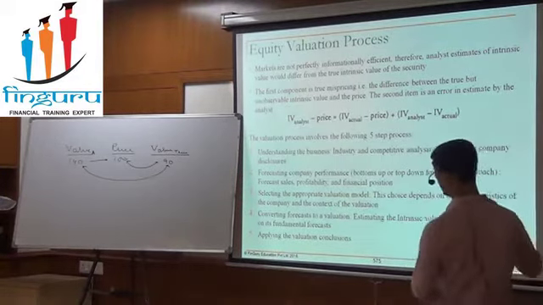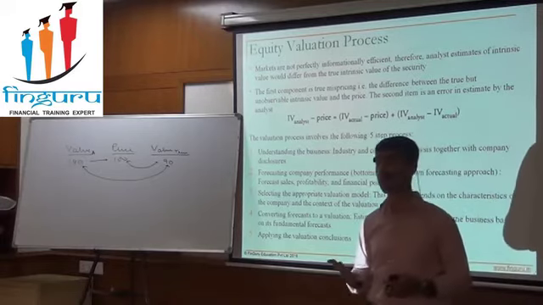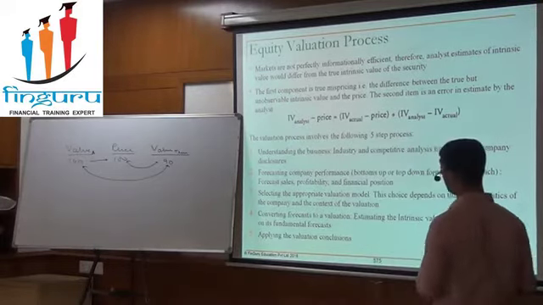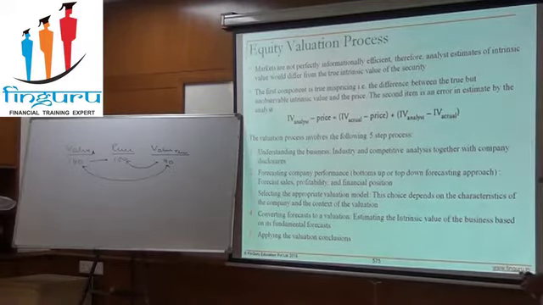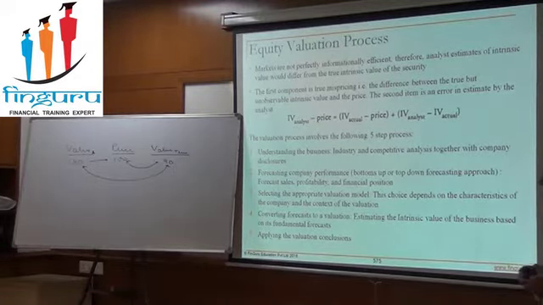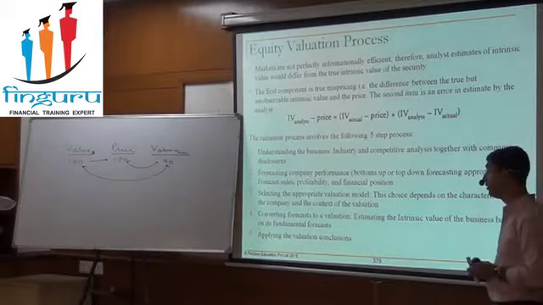So when you're writing a research report, when you're doing a valuation, there are 4 or 5 things that you look at. I'll read them out. A, understanding the business, industry and competitive analysis together with the company disclosures. B, forecasting the company performance either through a top-down or a bottoms-up approach, which is forecasting sales, profitability and financial situation.